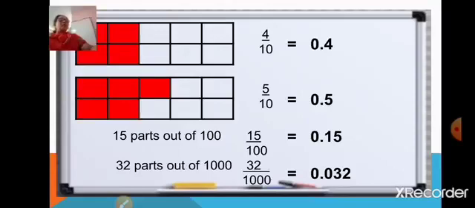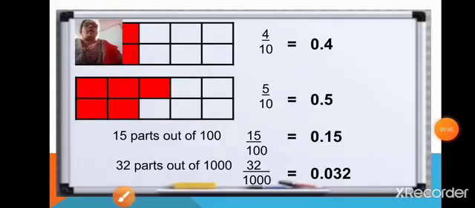Now 0.15, you will not read it as zero point fifteen. Decimal numbers are always read as zero point one five. Okay, that is, after the point the numbers are read digit-wise. And the third one, 0.032. Now these numbers, 0.4, 0.5, 0.15 and 0.032, are called decimal numbers, or you can say decimals.